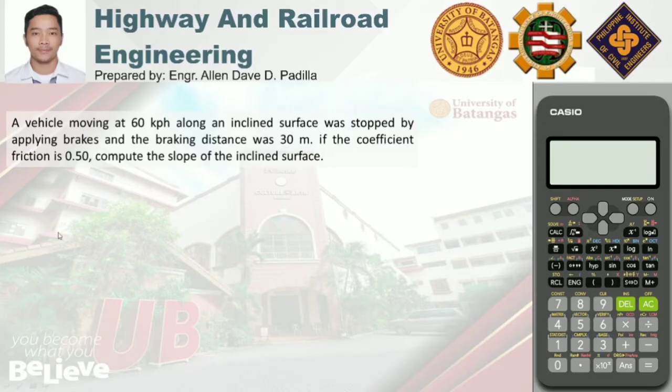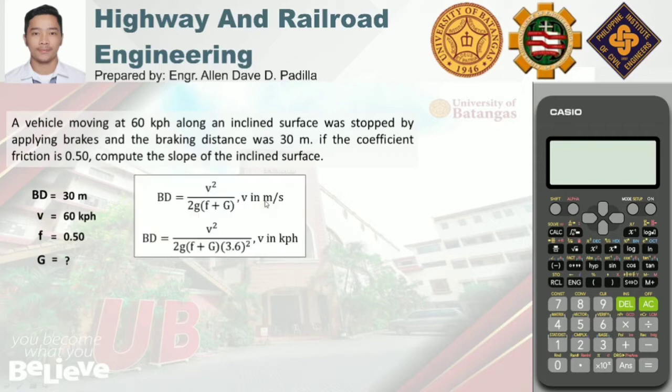Let us list the given values first. We have the braking distance equal to 30 meters, the velocity, 60 kilometers per hour, and F is 0.5. G is unknown, so that is what we are looking for. This is just direct substitution. We will use the formula for braking distance, which is V squared over 2g multiplied by F plus G, if the velocity is in meters per second.